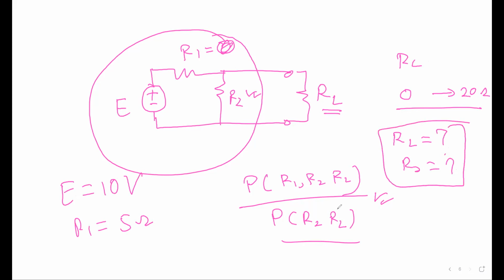You just find the expression of power, then you take the derivative of power with respect to R2, and the derivative of power with respect to RL, and set them equal to 0. These two equations will give you the values of RL and R2. Those will be the values of resistance where your power will be maximum. Let us try it. Okay.